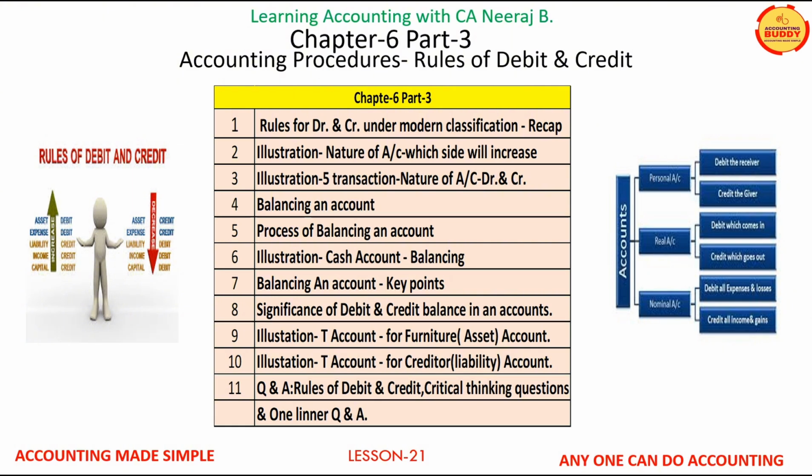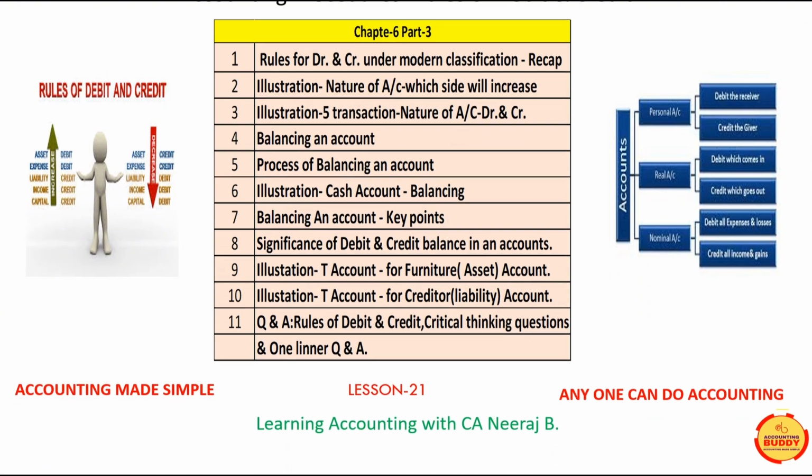Today's video is part 3 of chapter 6, Accounting Procedures, Rules of Debit and Credit, and is full of practical examples and illustrations to learn and strengthen your knowledge of the rules of debit and credit, the very foundation of the double entry accounting system. We will cover 11 topics followed by a Q&A section. Therefore, sit back, relax, and watch the full video.